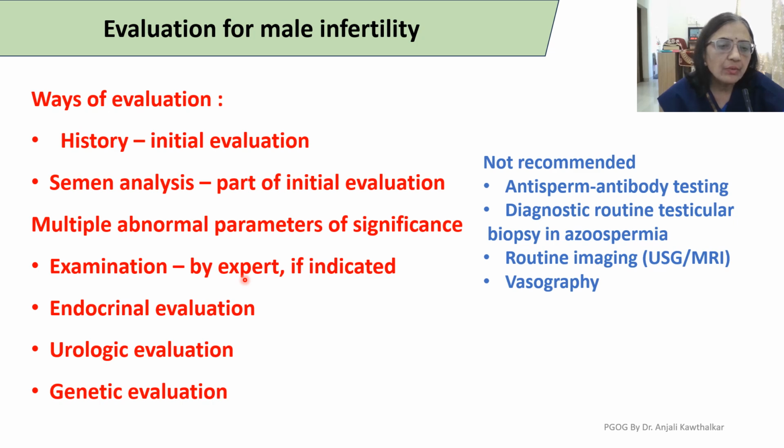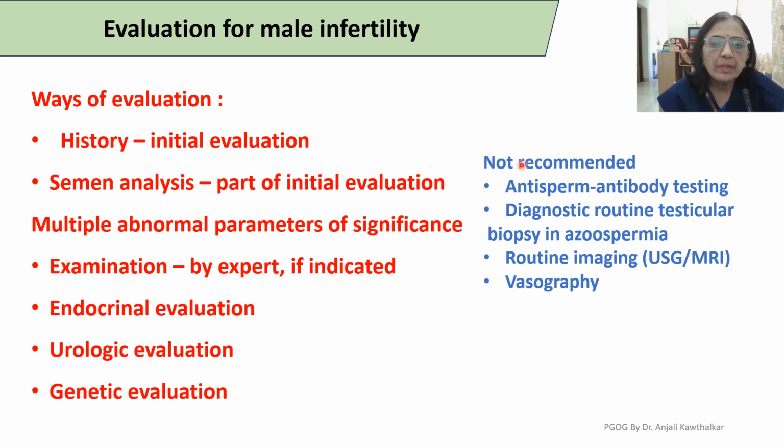Usually we have to refer the male partner to a urologist or reproductive medicine expert, and examination of the male partner is done by that expert. So examination is not done in all cases, only whenever it is indicated. After that, if indicated, endocrinal evaluation is to be done, urologic evaluation is to be done, and genetic evaluation should be done. So this is how the decision making about evaluation goes.